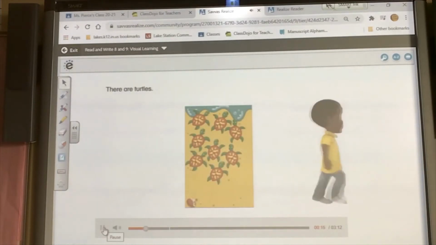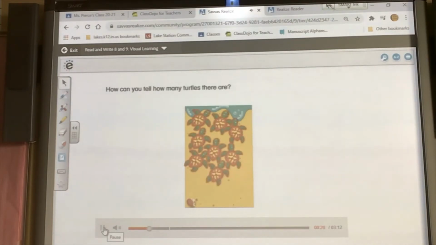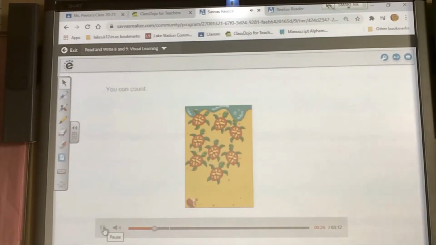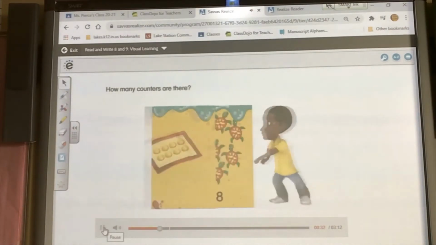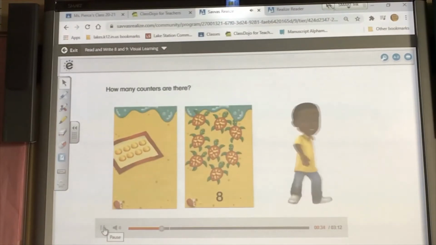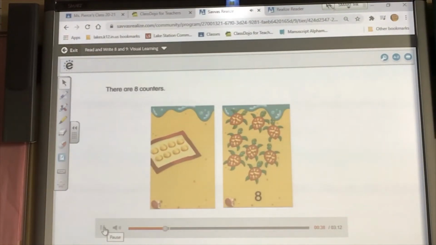There are turtles. How can you tell how many turtles there are? You can count. There are 8 turtles. How many counters are there? There are 8 counters.